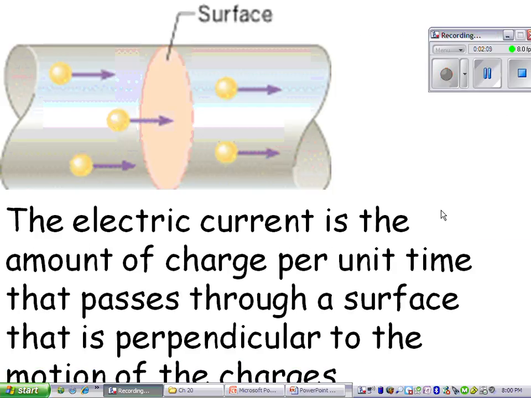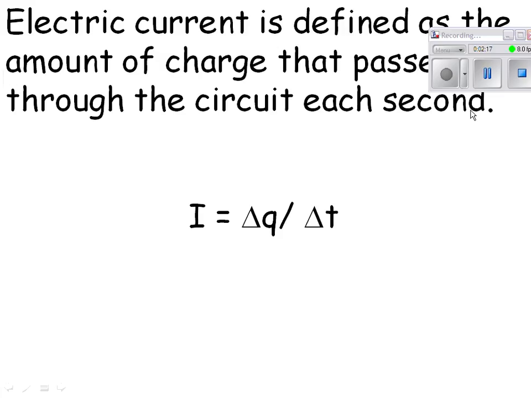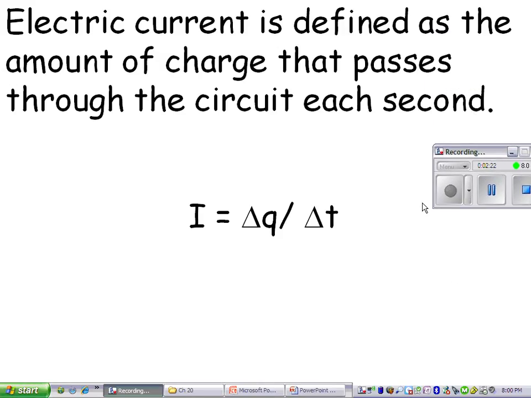The electric current is the amount of charge per unit of time that passes through a surface that is perpendicular to the motion of the charges. The electric current is defined as the amount of charge that passes through the circuit each second. So the equation is I, which is current, equals delta Q, the amount of charge, per delta T seconds.